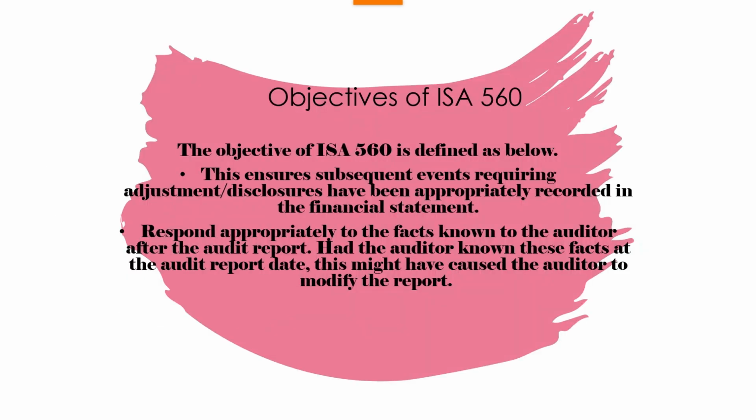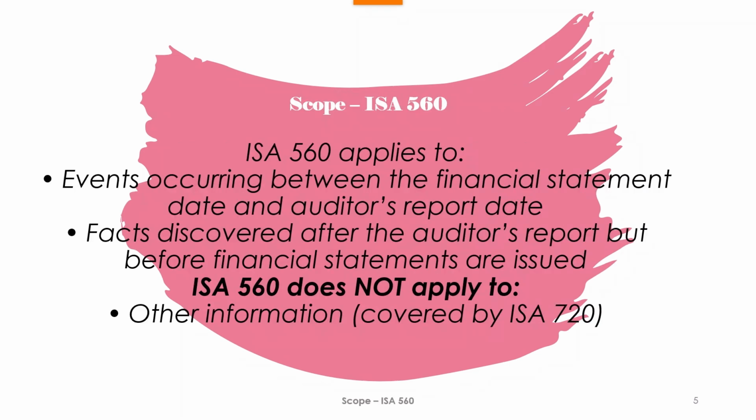Let's move forward and see the objectives of ISA 560. The main objective of ISA 560 is to ensure that subsequent events requiring adjustment or disclosure are properly reflected in the financial statements. It also requires the auditor to respond appropriately to facts discovered after the audit report date, specifically if those facts would have affected the audit opinion had they been known earlier. Let's move forward to the scope of ISA 560.